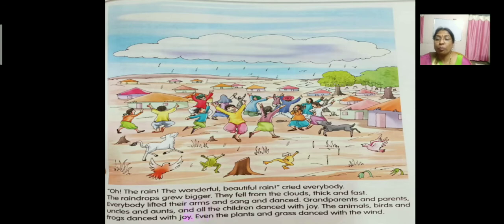The raindrops grew bigger. They fell from the clouds, thick and fast. So from the clouds, the raindrops fell. And how were these raindrops, children? Very thick and very fast, they fell on the ground.